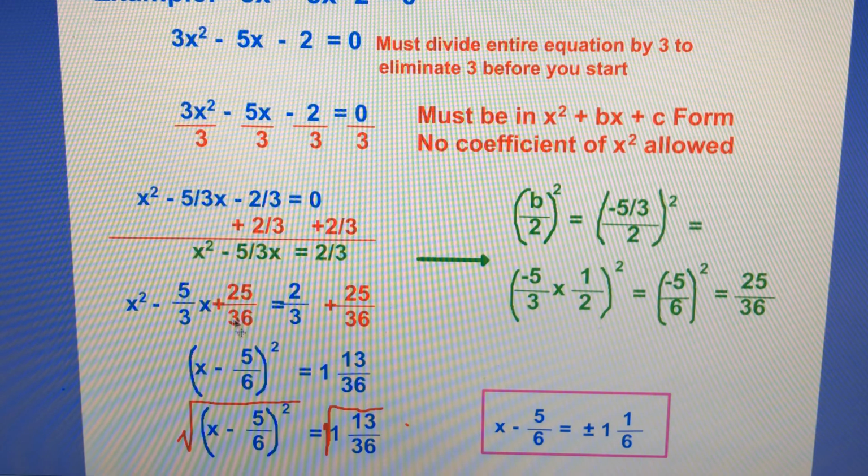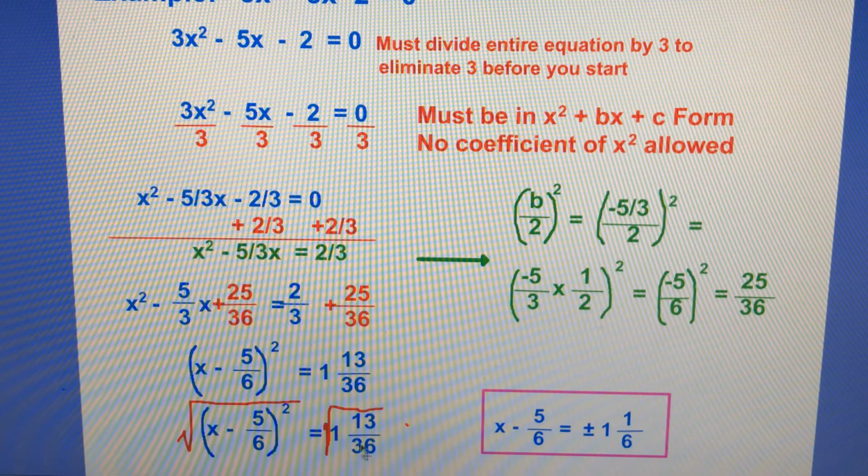I now add 25/36 to both sides. On the right-hand side, I'm going to have to use a common denominator. I can't just add these together, but my end result is that I get 1 and 13/36. But on the left, I factor this, and I end up with x minus 5/6 squared. Notice that relationship, the 5/6, there it was, 5/6 squared.